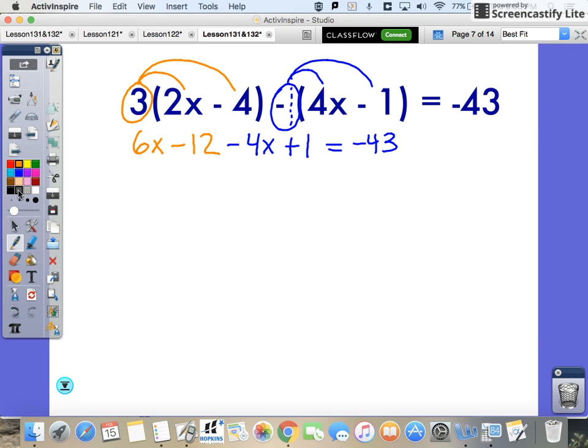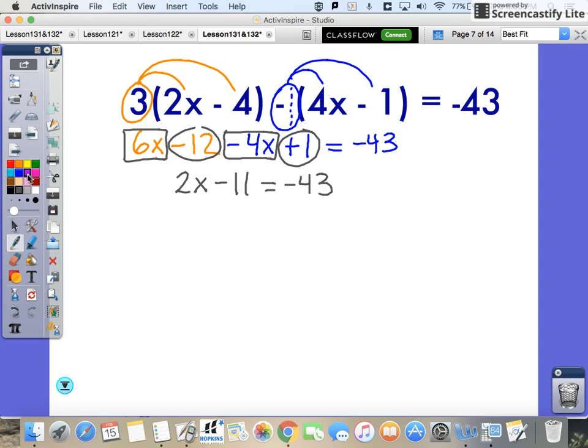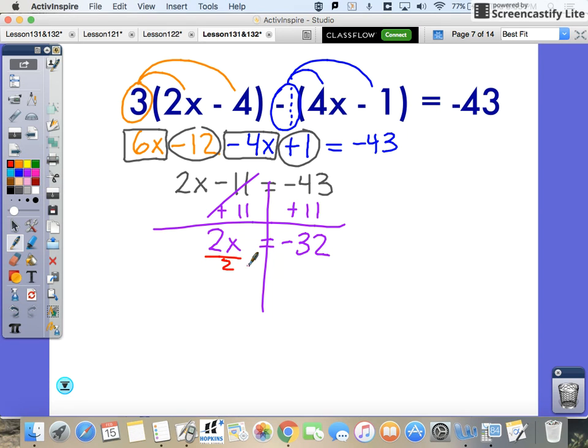From here, we're going to code it. So let's go x term with the sign in front. Number. So 6x's minus 4x's, that's 2x's. Negative 12 plus 1 is negative 11. We're going to drop a line and solve. So plus 11, 2x equals, this is still negative 32. Divide by 2, x is negative 16.